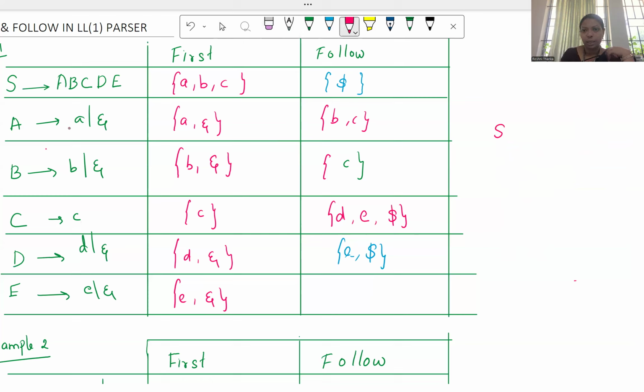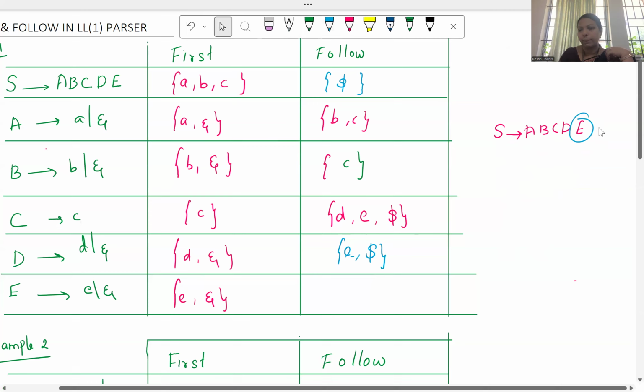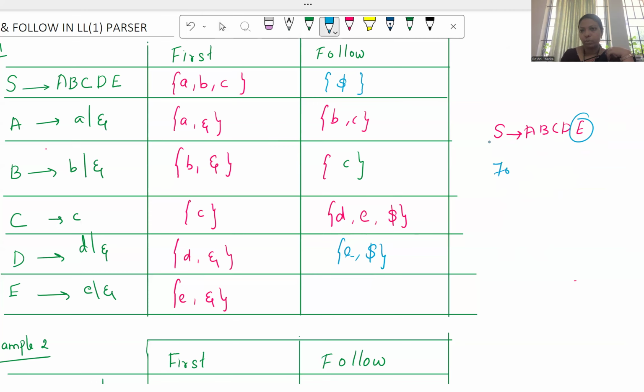So let me write, yes, derives A, B, C, D, E. And if you look at this one, who is following E? E is followed by nobody. So I have to do what? Go to the left hand side. So when you come to the left hand side, that is S.